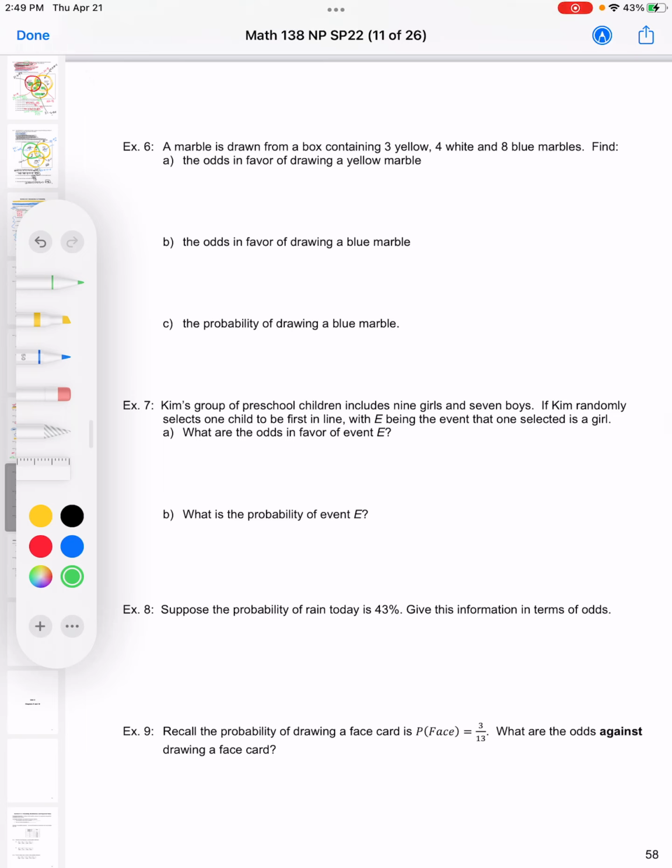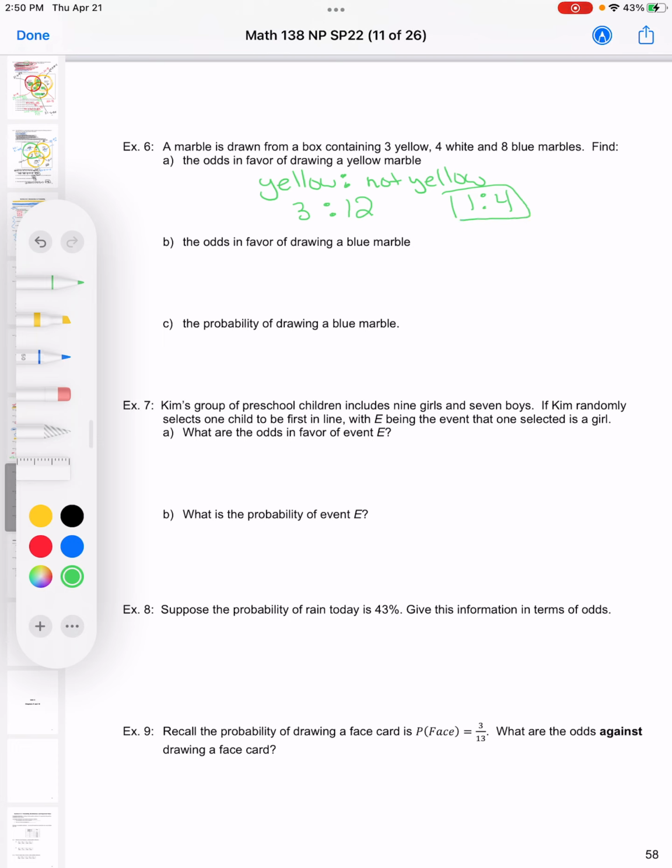Let's continue with some more odds here. This time I've given us some marbles. What are the odds in favor of a yellow marble? So one way to think about that is that's going to be yellow to the not yellows. So there are 3 yellows, and adding together the not yellows, there are 12 of those, 4 plus 8. I can reduce that down to get my final answer of 1/4.